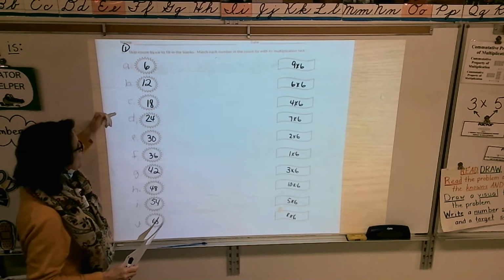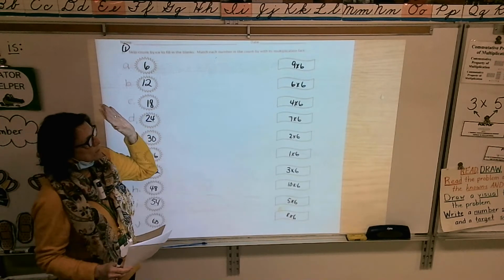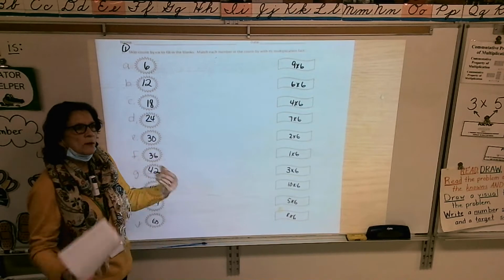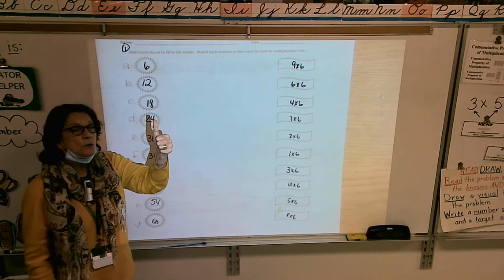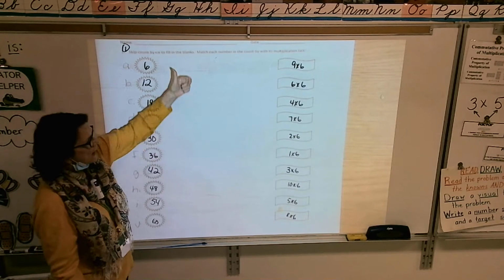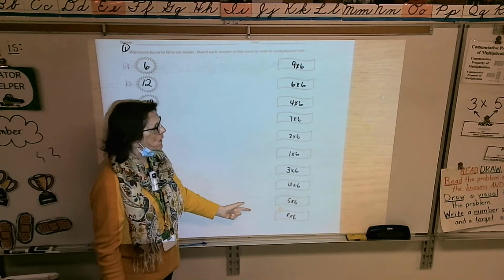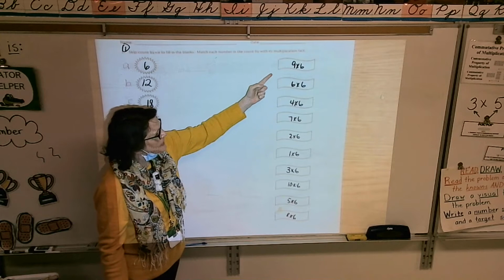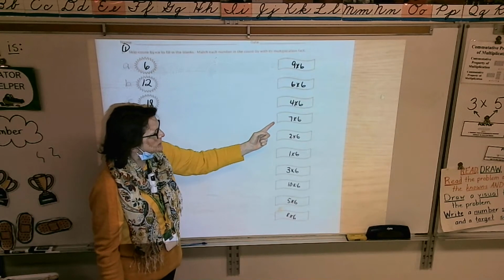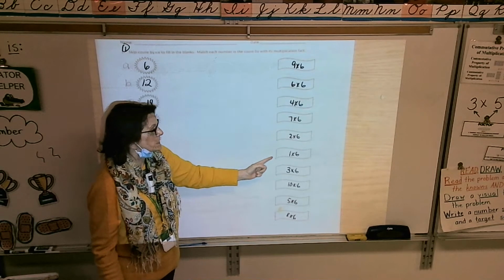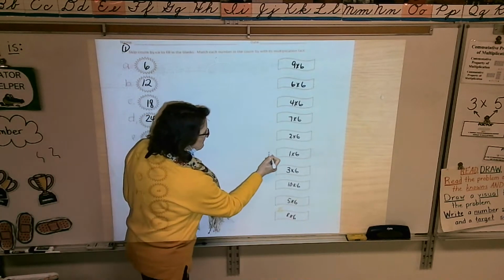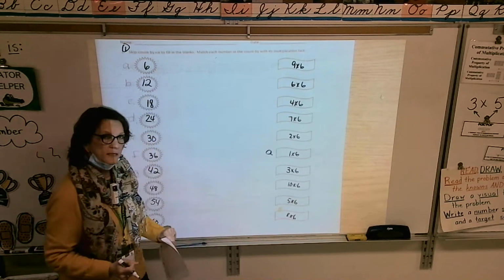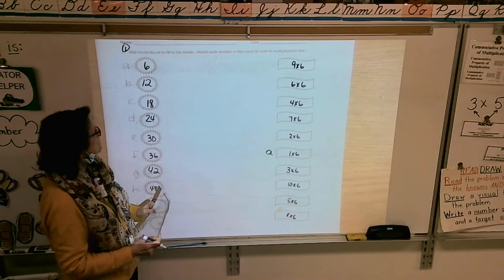Now that we have skip counted by 6s to fill in our blanks, we're going to match these. Remember, we use our skip counting to find our facts. If we count 6, we've counted 1 6. Which fact over here represents 1 6? I'm going down. This is 9 6s, 6 6s, 4 6s, 7 6s, 2 6s, 1 6. There it is. So this is A. I'm going to write an A over here by 1 6. That's the way this activity is going to go.